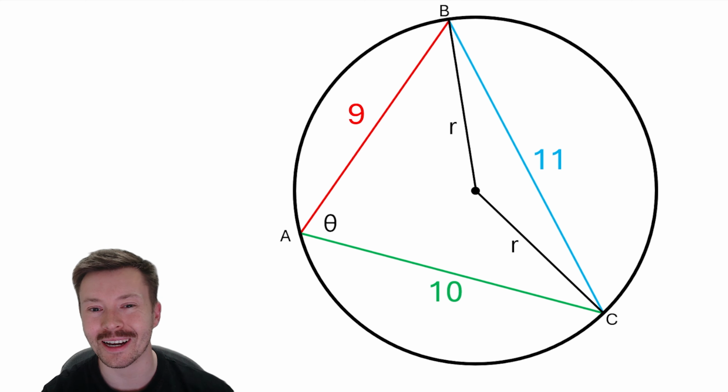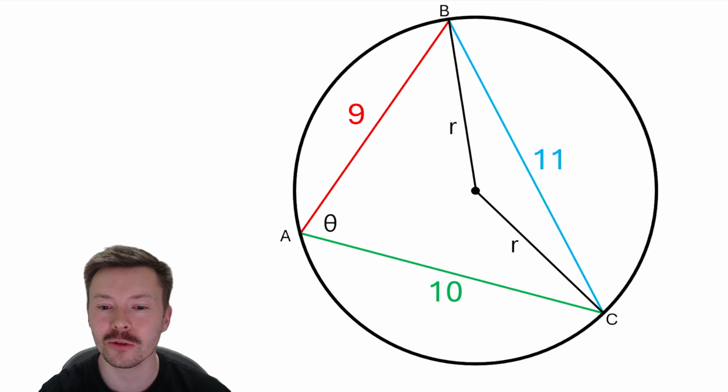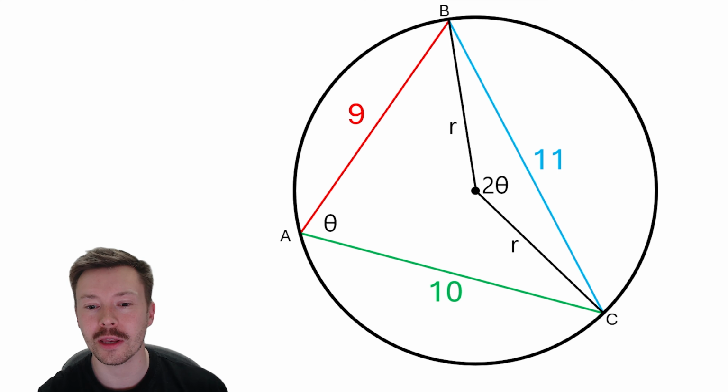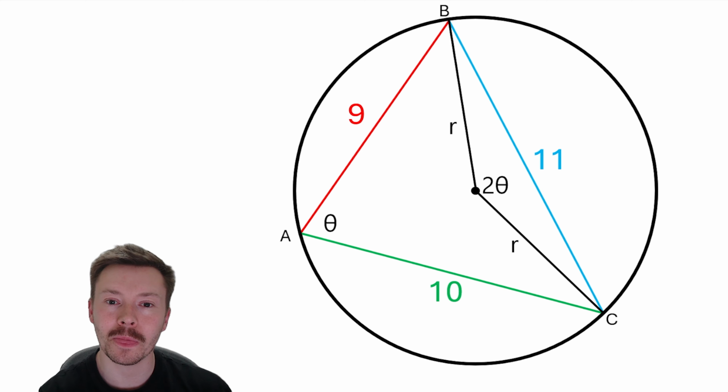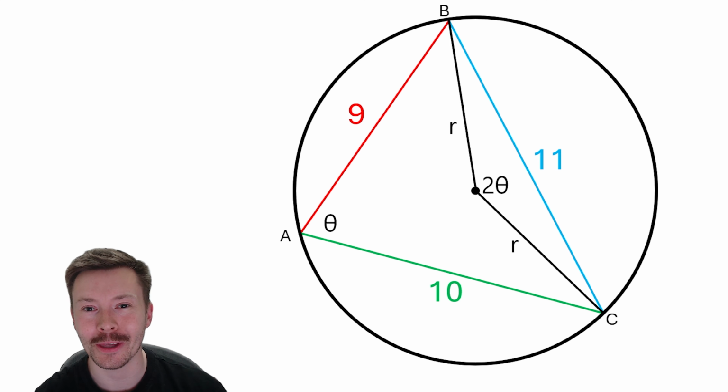I'm going to call this angle between AB and AC theta, and then using the circle theorem that the angle at the centre is double the angle at the circumference, I know that this angle between B and the centre and C, the obtuse angle, not the reflex one, is 2 theta.